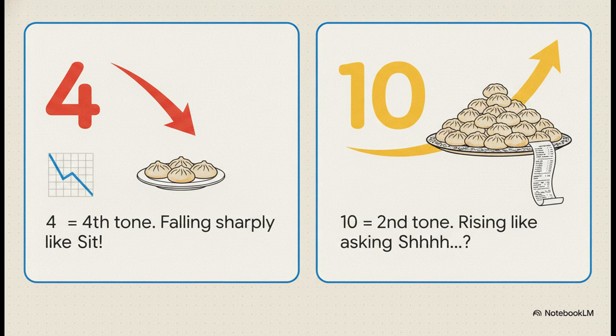Si. On the other hand, shi, meaning 10, is the 2nd tone. It rises smoothly, almost like you're asking a question. Sure. If you go to a restaurant and accidentally order 十个, meaning 10 of something, instead of 四个, meaning 4 of something, you're going to end up with a mountain of food and a very different, very expensive bill.